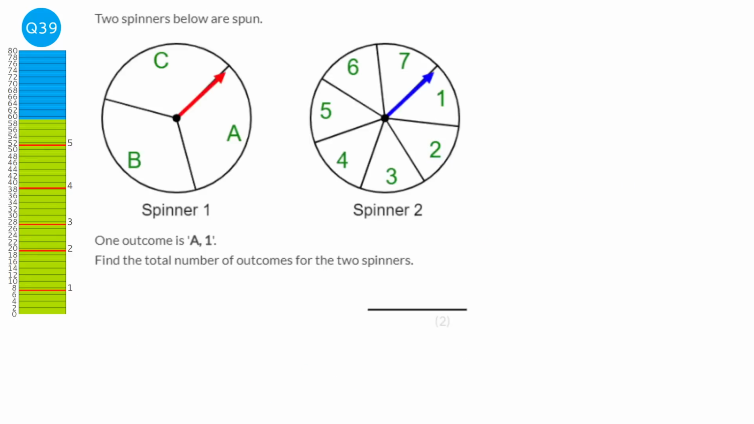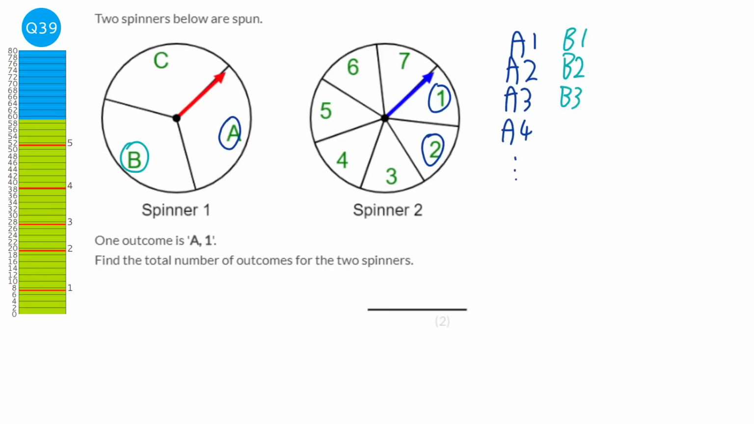There is quite an easy way of doing this question, but I'm going to show you the long way, and then we're going to work out what the quicker way is. So I'm going to pair up the a and the 1, which it suggests in the question. Then I'm going to work out the a and the 2 as a different combination, a3, a4, etc. Then I'm going to look at the b and do the same thing, b1, b2, b3, etc. Then I'm going to work out the c, so all the combinations with c.